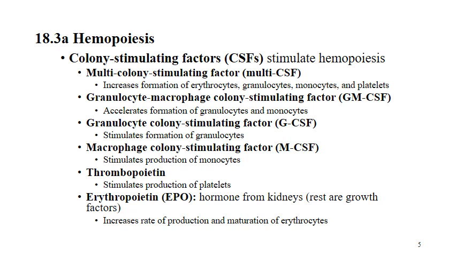The macrophage colony stimulating factor, of course, is going to stimulate the production of monocytes. Thrombopoietin is going to stimulate the production of platelets. And erythropoietin, or EPO, is a hormone from the kidneys that is going to increase the rate of production and maturation of our erythrocytes.